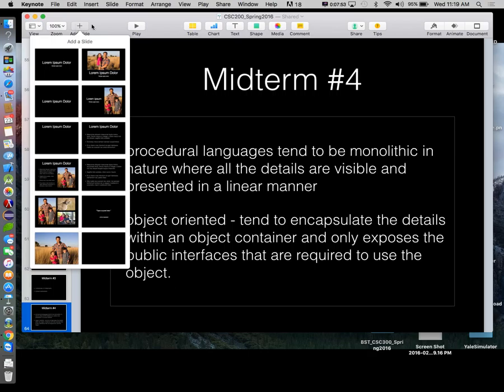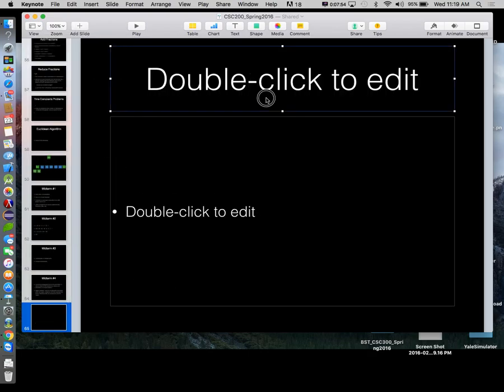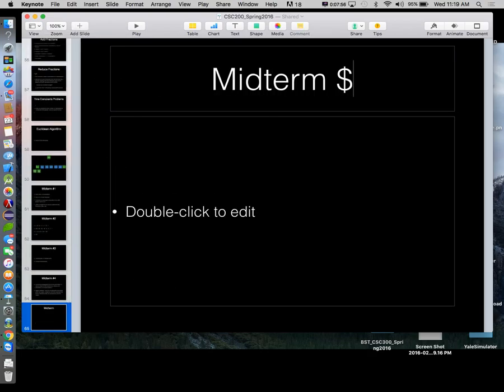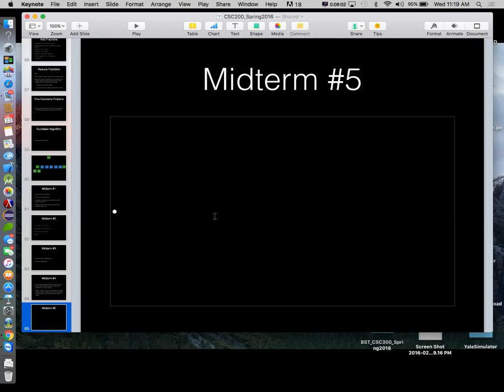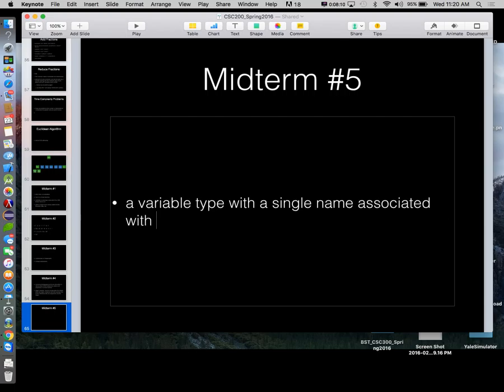All right, number 5. What is an array and why do we need them? So this is a variable type with a single name associated with a collection of like values.